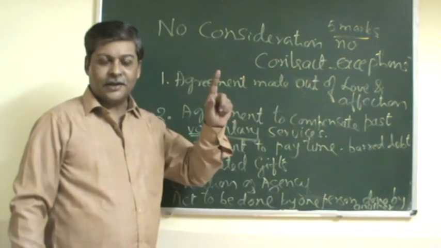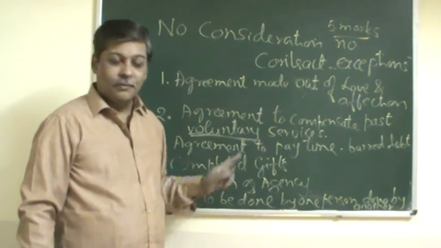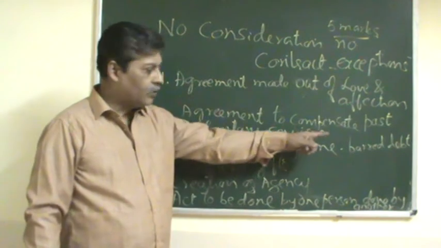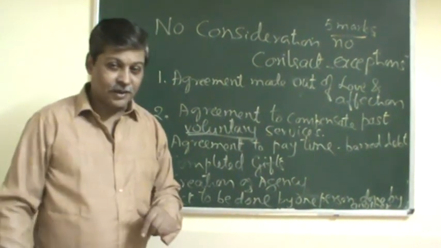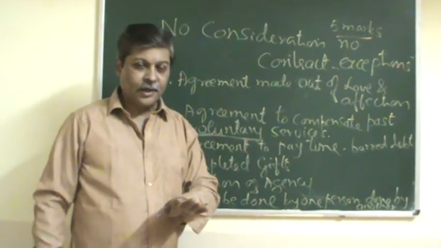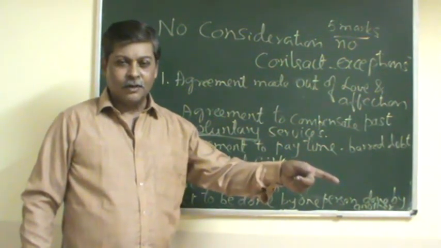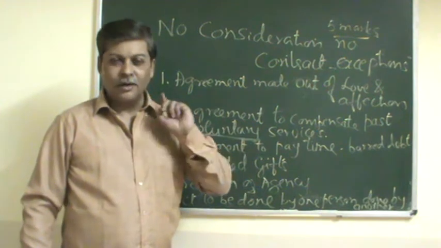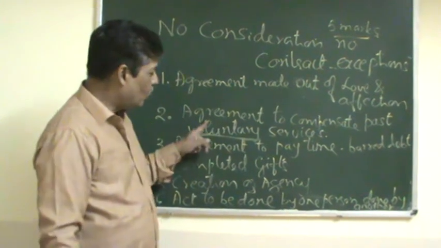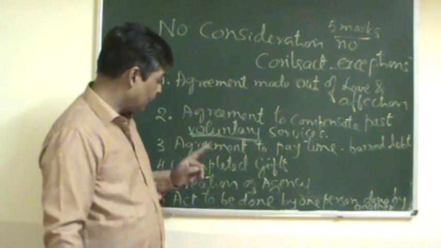Then you cannot take the contention that there is no consideration, because you have already entered into an agreement to compensate the past voluntary services. That person was not expecting anything. You have come out that you are giving for his service, and later you cannot go back on your words. This is the second exception.